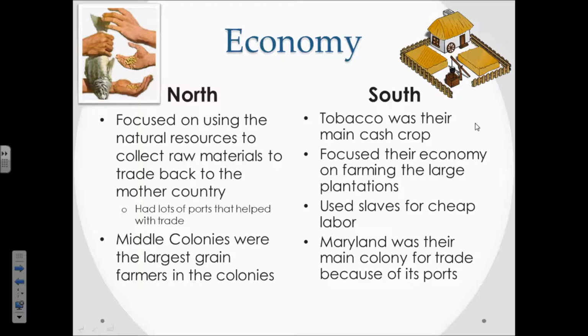Now with all these cash crops growing, they're going to need somewhere to trade it out of, which became Maryland. Maryland became very wealthy because of this trade. So again, you have the wide diversity of social class growing.